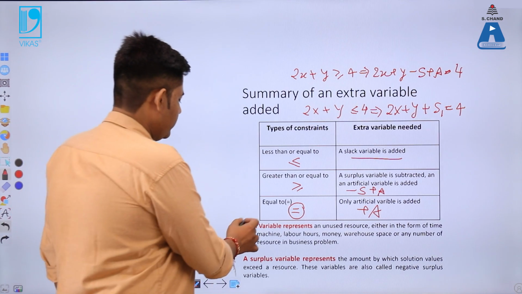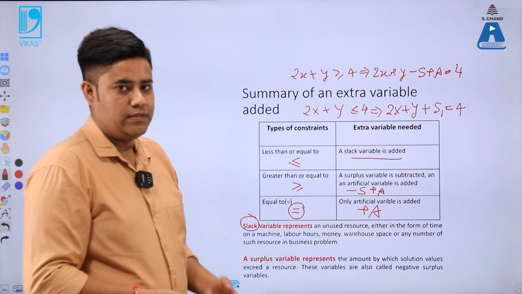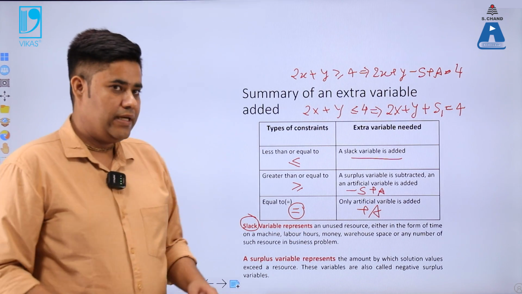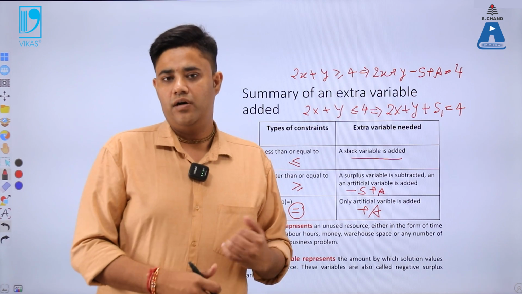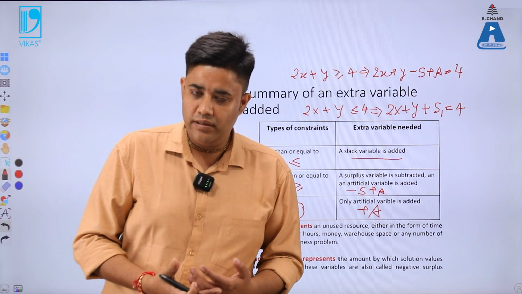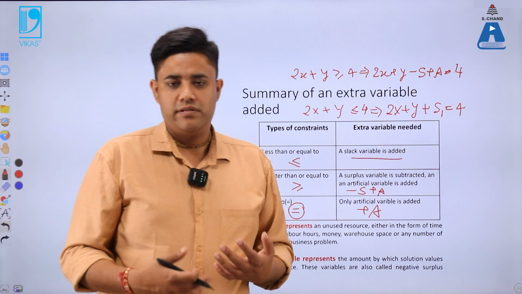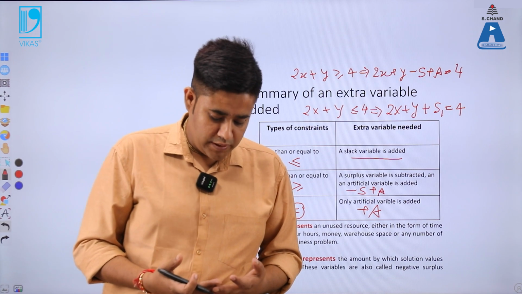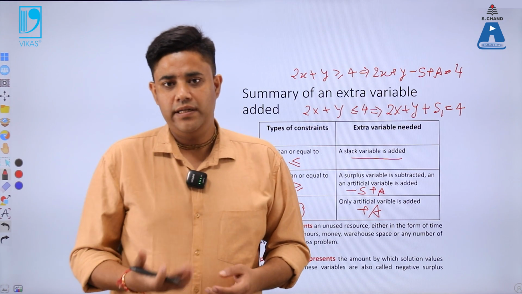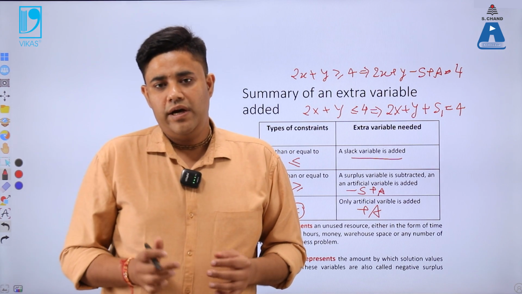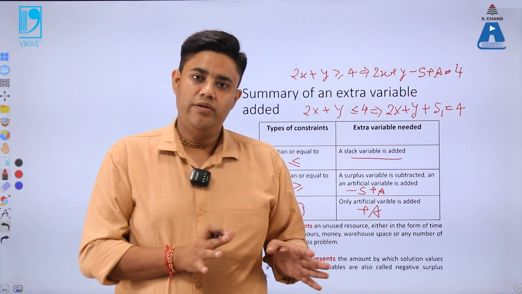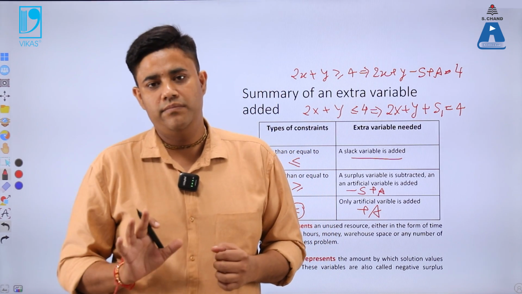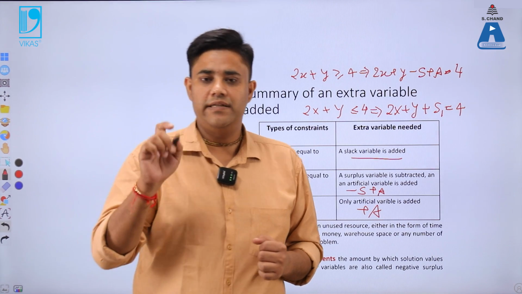Now what do you mean by a slack variable? A slack variable is basically an unused resource, as the definition says. That means an extra machine which is there in the warehouse, or an extra labor which is available with the company. Let's say for a case of a faculty in the university. You have n number of faculty members in the university, but those faculty members are available for a limited number of hours, which is a less than type constraint.